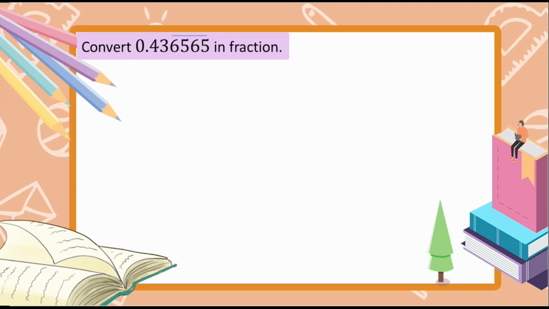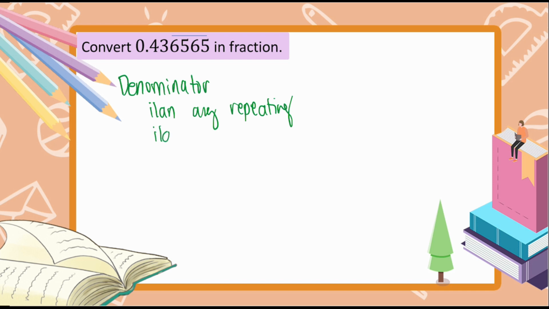So, what if meron tayong non-repeating and repeating digits sa ating decimal? Just like this example. Convert 0.436565 in fraction. So, the first thing that we're going to do is write the denominator. So, dun muna tayo sa denominator. So, ang mga kailangan natin sa denominator is ilan ang repeating, at ilan ang non-repeating o hindi umuulit.